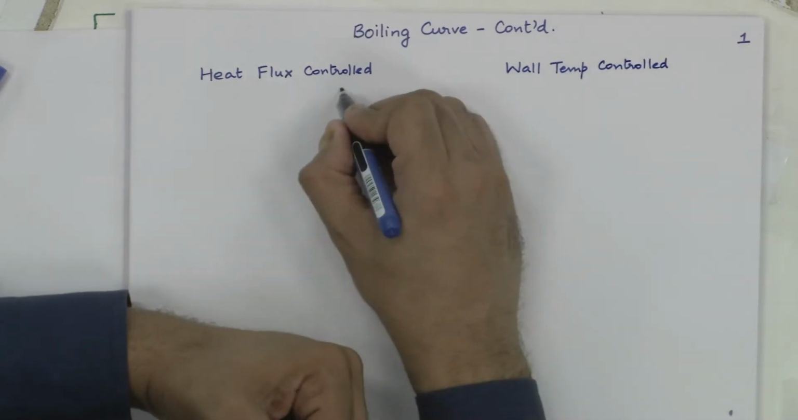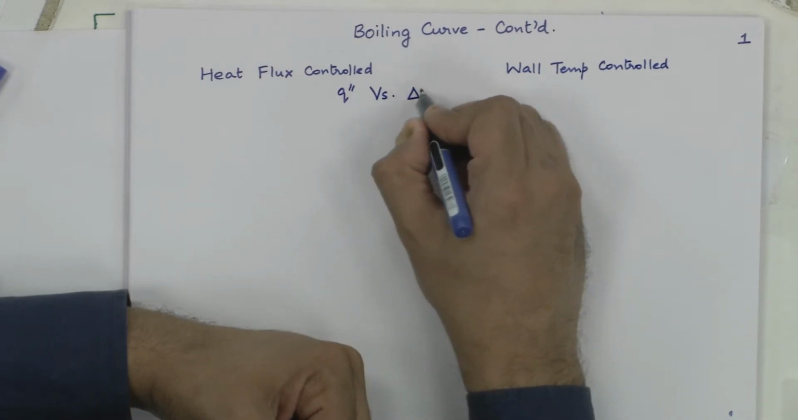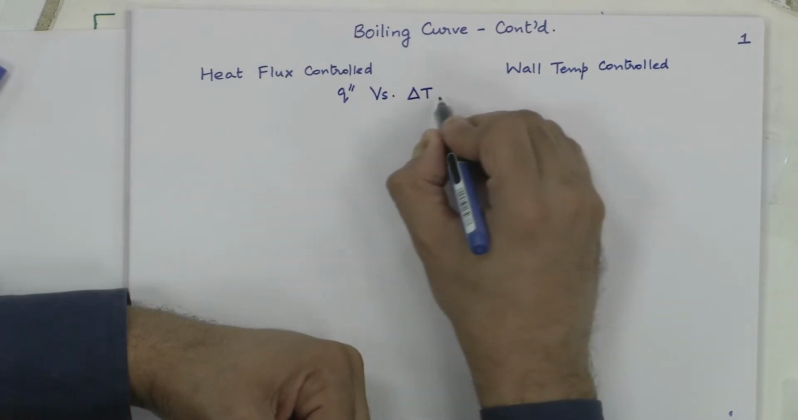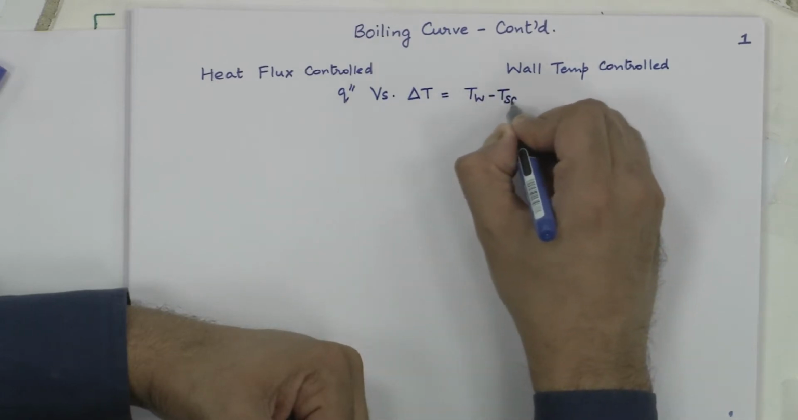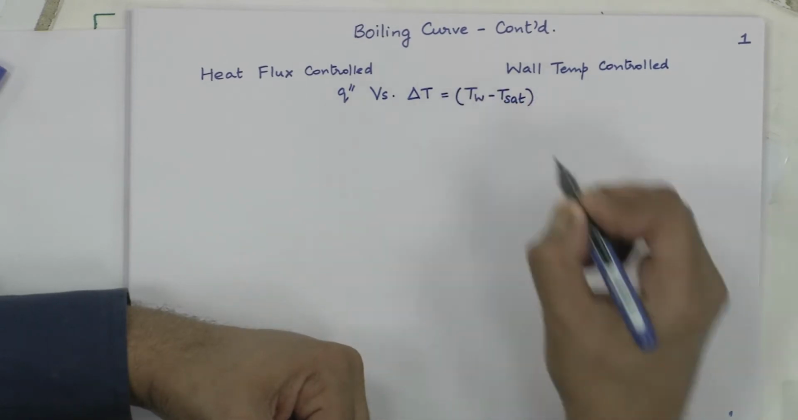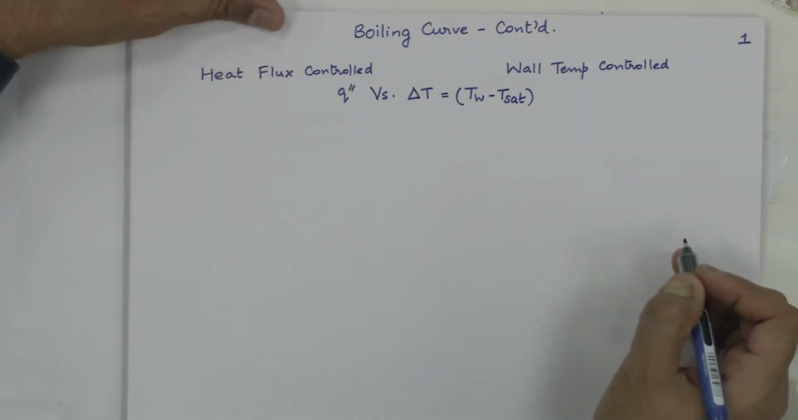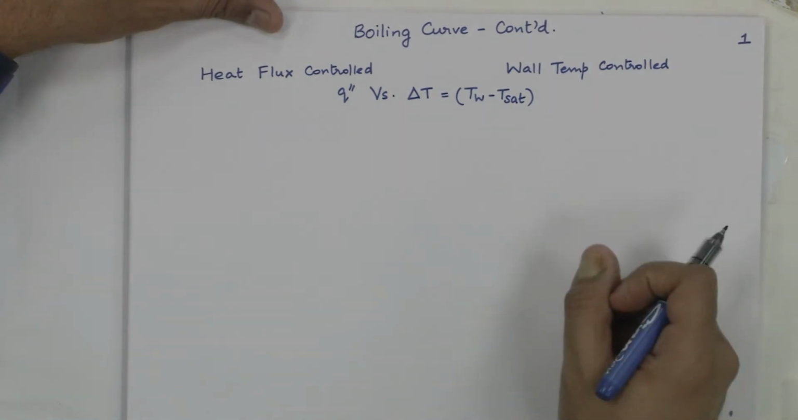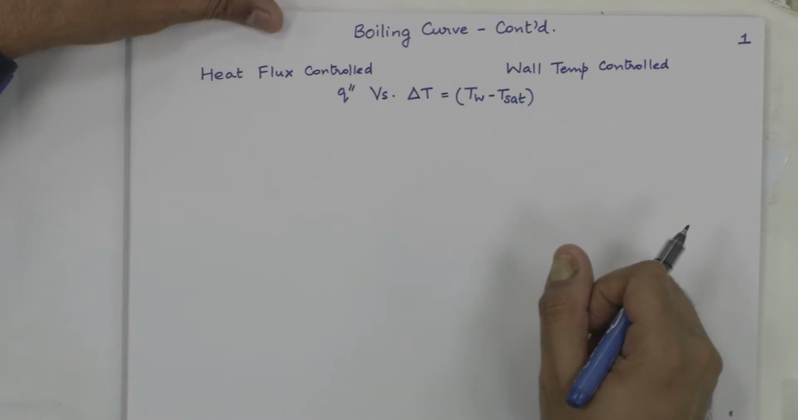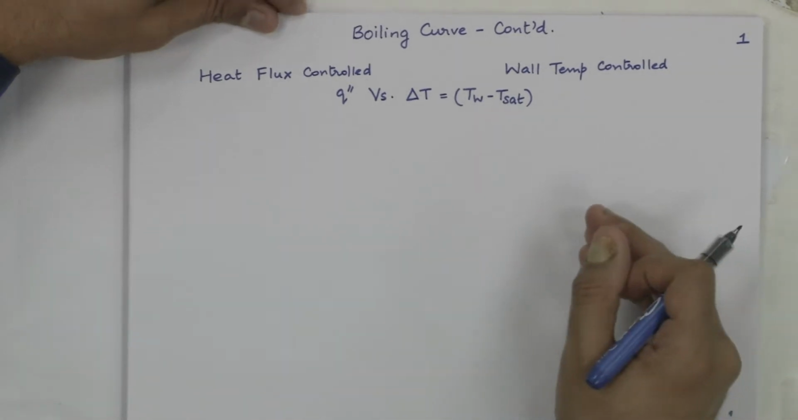And as we said, boiling curve is a graphical representation of wall heat flux on the y axis. X axis is delta T, that is T wall minus T sat. You might also see some boiling curves with T wall alone as the x axis, does not matter, it is just a difference with a quantity which is T sat, which is a function of the local pressure. So, whether it is T wall or T wall minus T sat, the nature of the curve is not going to be different.